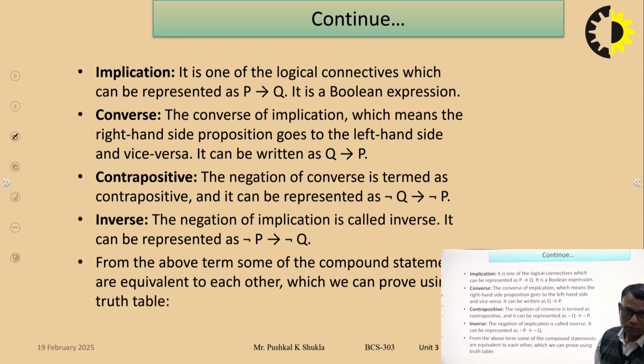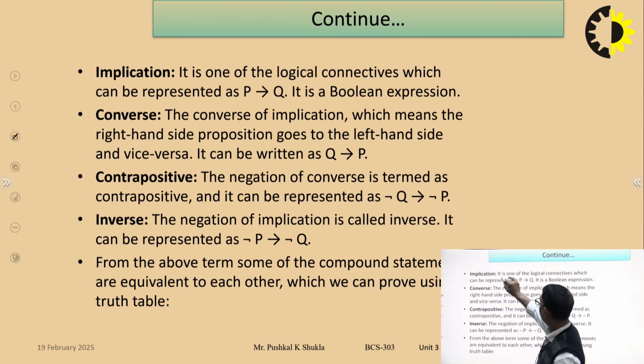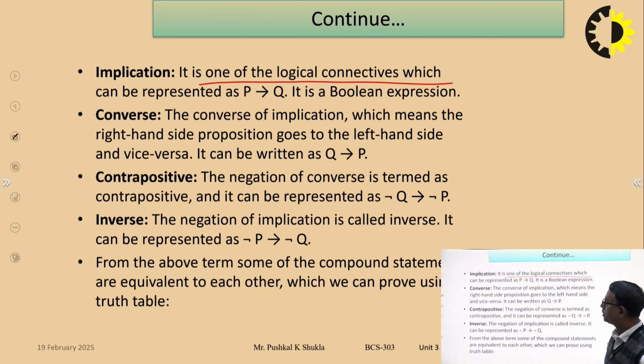Implication. It is one of the logical connectives, which can be represented as P implication Q. It is a Boolean expression. Here P and Q are two propositions. Then the implication, that is P implication Q, this operator is known as the implication operator. It means if P then Q.